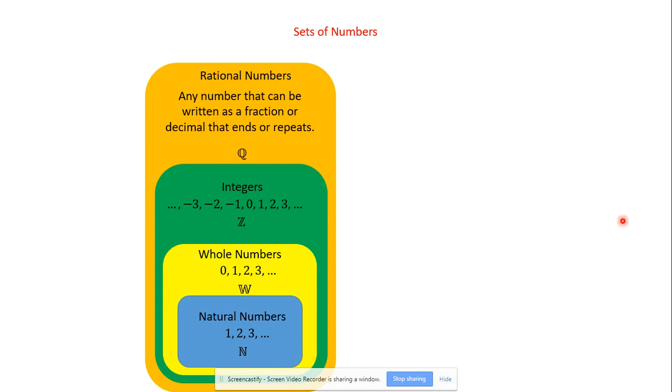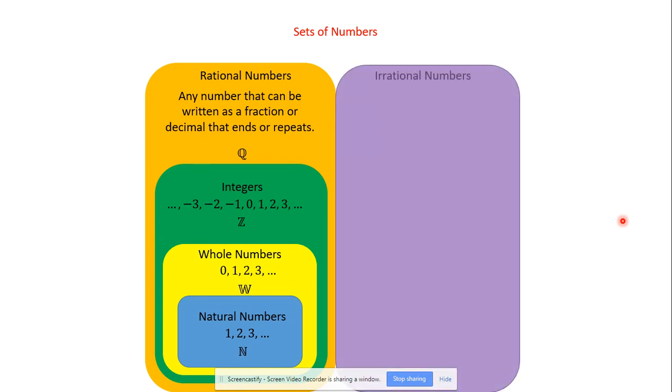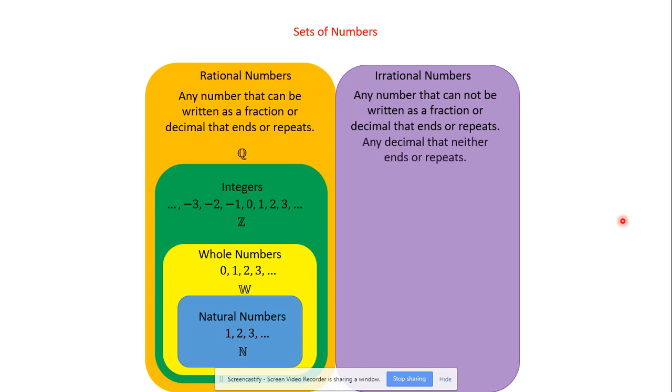The next set of numbers is not part of the rational number set. It's separate from the rational numbers, and it's called the irrational numbers. And irrational simply means not rational. So it's any number that cannot be written as a fraction or a decimal that ends or repeats, which means it's any decimal that neither ends nor repeats.